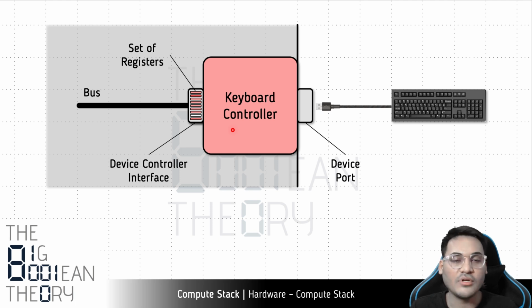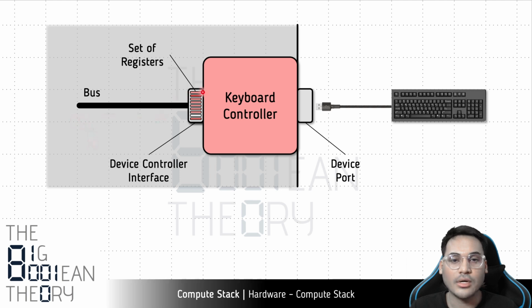After the operation is complete, it will notify the operating system via the status register whether the operation was successful or some error has occurred. If some error has occurred, then that information will also be available in this set of registers. So this is how this set of registers acts as an interface for communication with the operating system.